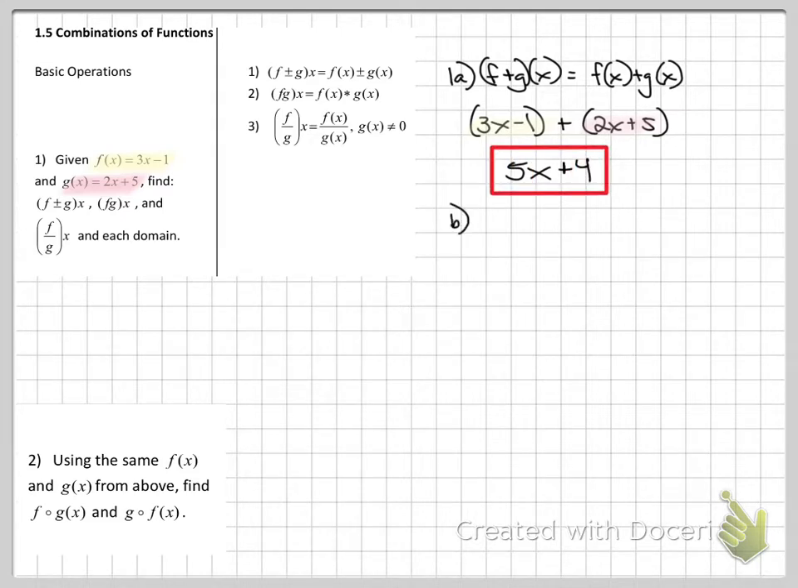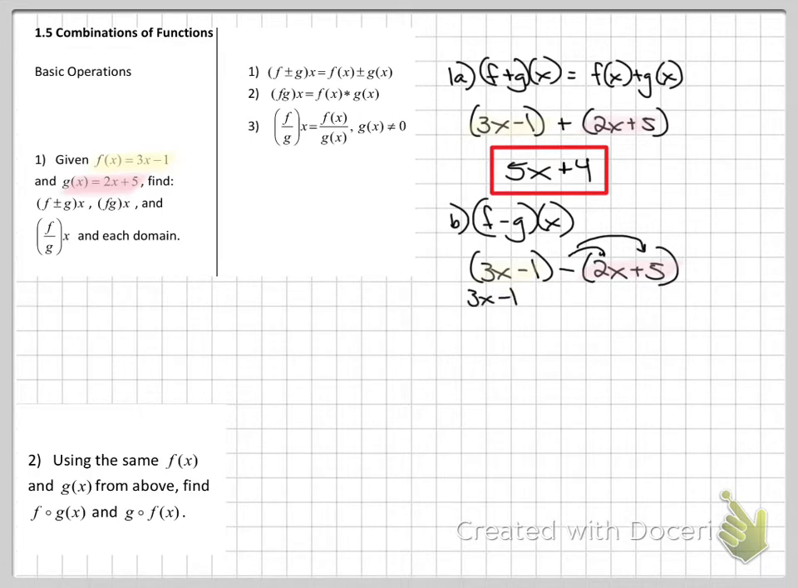1b is subtraction. I'm just going to write it one way from now on. I'm going to switch which way, but I'm not going to write it both ways. Subtraction, the parentheses do matter. Equation f first minus equation g. Parentheses matter because you need to distribute the negative sign. This is the most common mistake. First one stays the same. Minus 2x minus 5. Combine like terms. 3x minus 2x. Negative 1 minus 5. This is the answer to f minus g of x.